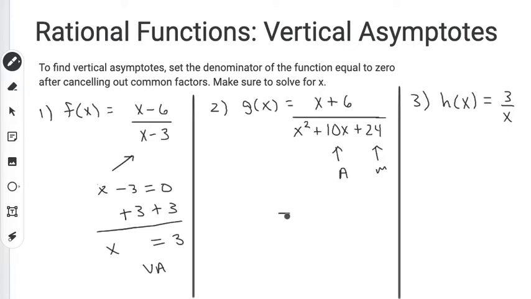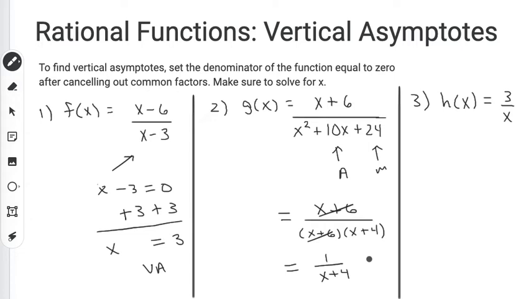So I can leave the top the same for now. Can't factor that. But the bottom, I can factor this as x plus 6, x plus 4. And I make sure I put the factors in their own sets of parentheses. There we go. Okay, so what's the same on the top and bottom? What can I cancel out? Well, the x plus 6 is the same, so once I cancel those out, I'm left with a 1 on the top and an x plus 4 at the bottom. So now this function is fully simplified.